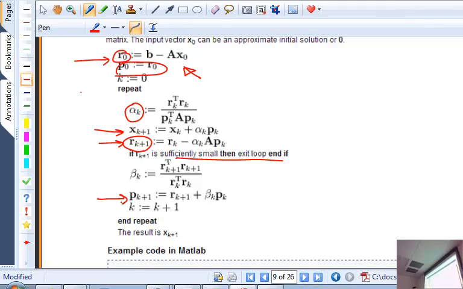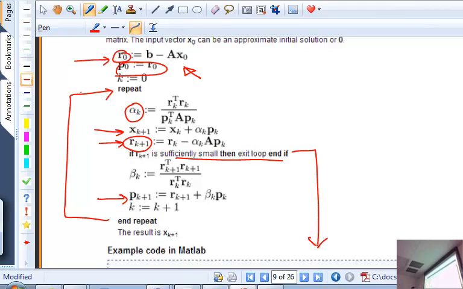Okay, so this is the repeat loop. And this is the place that you will come out of. If that condition is satisfied, then you will break out of that. And that should converge. Okay.